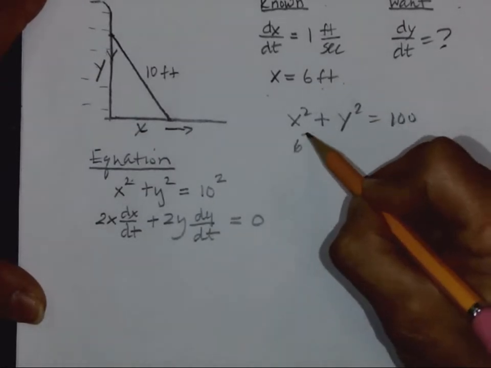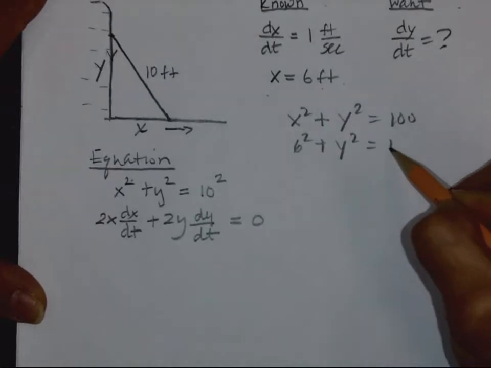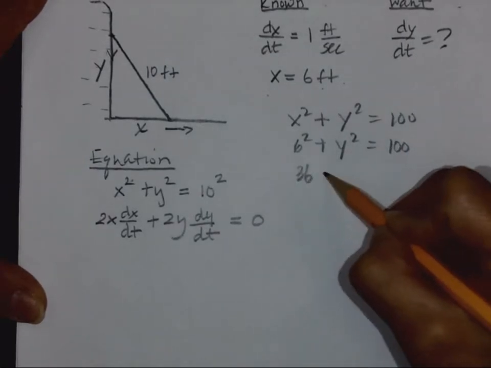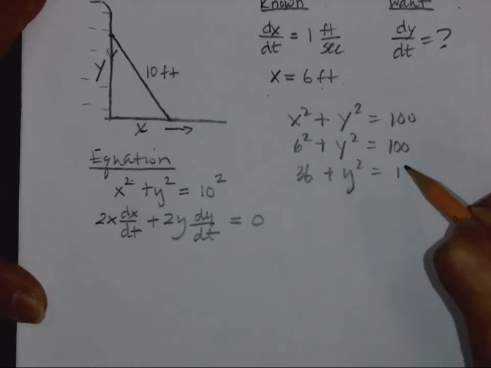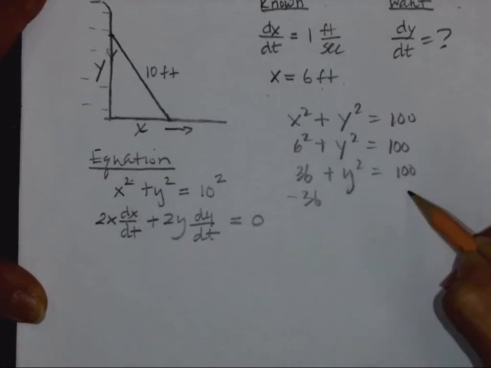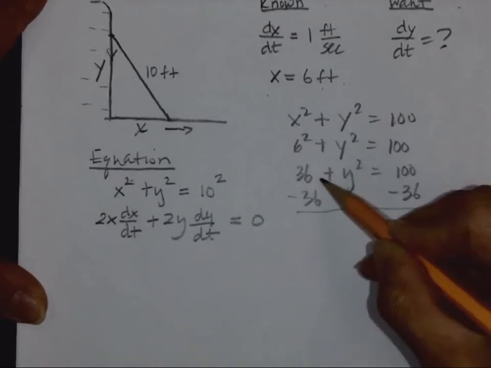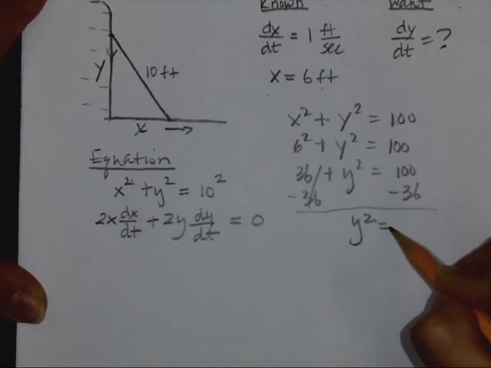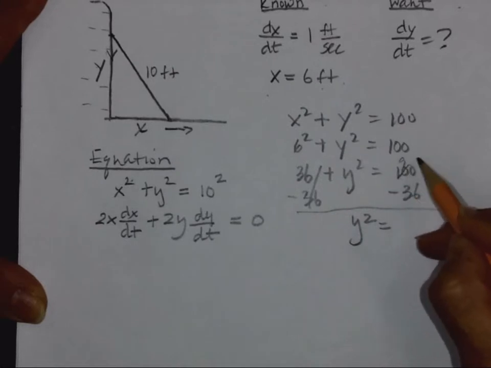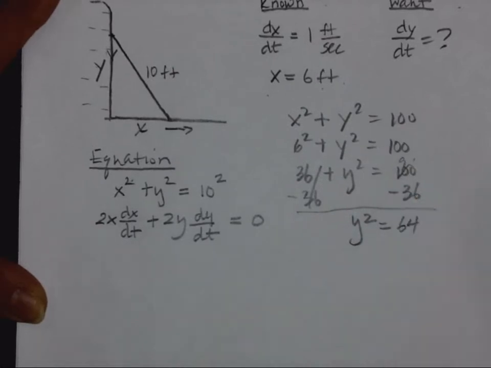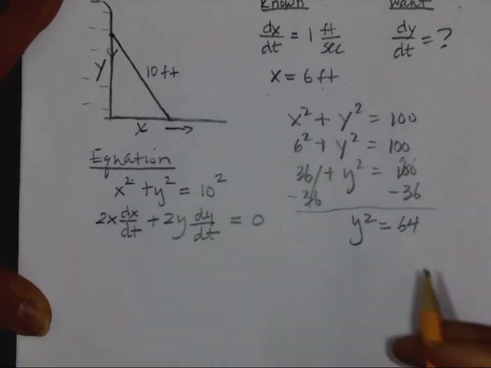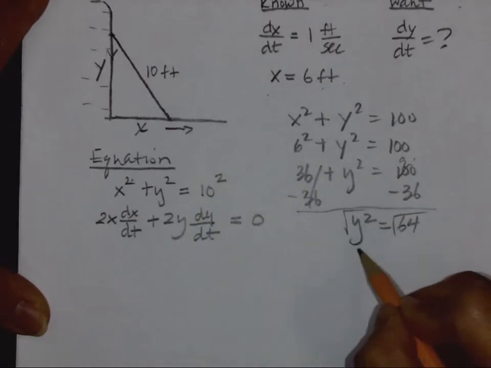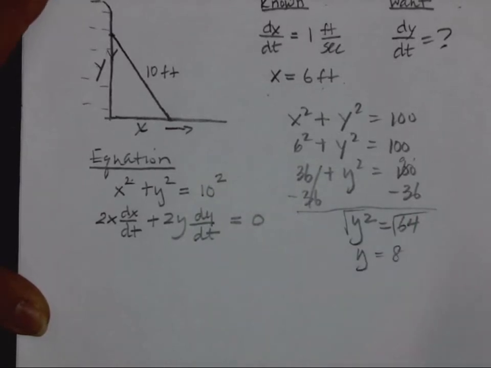So I'm going to plug in 6 squared plus y squared is equal to 100. This is 36. And then I'm going to subtract 36. So then y squared is equal to 64. And then square root of that, so y has to equal 8.